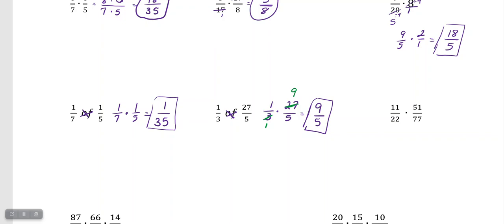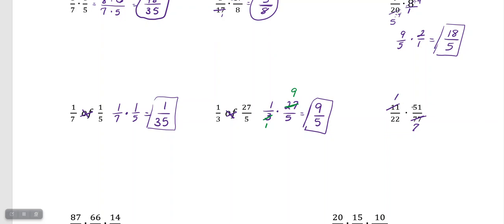All right, the next fraction is 11 over 22 times 51 over 77. Now, I know 11 will go into 22 and 11 will go into 77, but I can only cancel one of them. I'm going to take 11 into 11 one time, and I'm going to do the 77 because it's a larger number. So 11 goes into 77 7 times. And then I'm going to check, is 51 divisible by 7? It's not, and 51 is not divisible by 2.